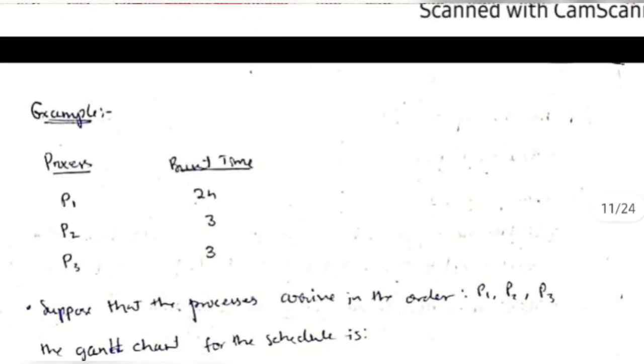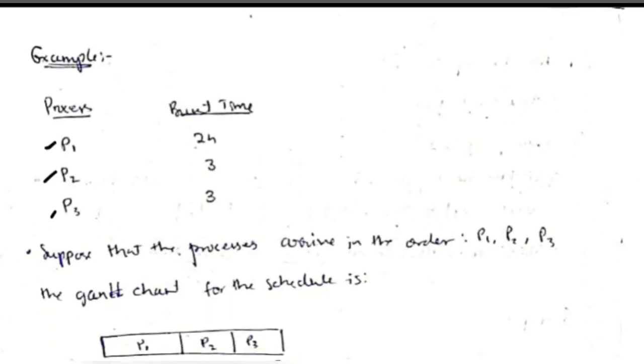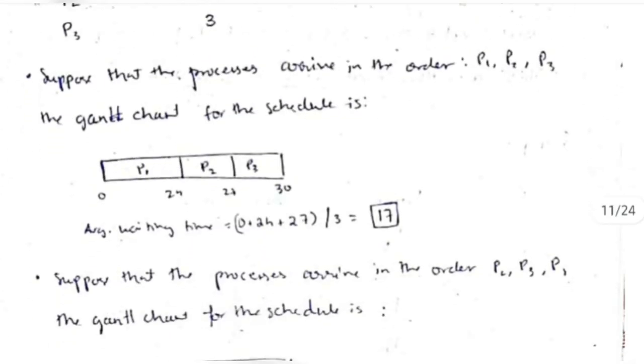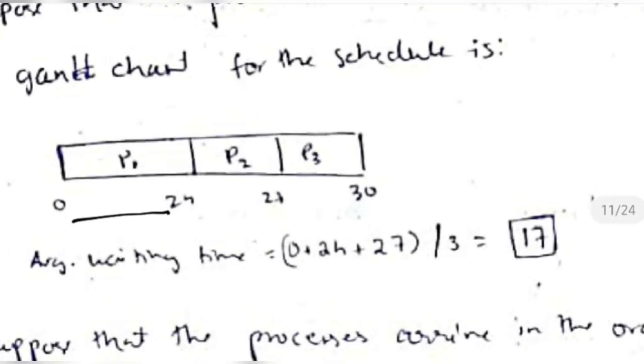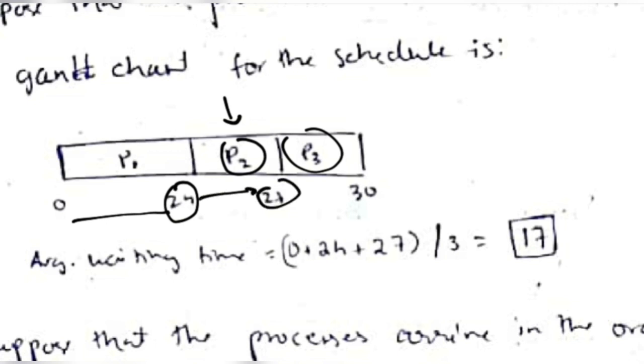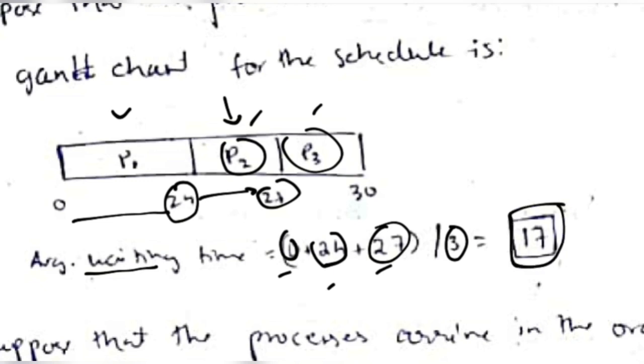Suppose that there are tasks P1, P2, P3, and they take time as 24 milliseconds, 3 and 3 milliseconds. They come into the CPU in the order P1, P2, then P3. So how much time will be taken for each task to be executed? If P1 comes first, for 24 seconds P2 and P3 have to wait, and P2 has to wait 24 seconds and P3 has to wait 24 plus 3, 27 seconds. So the average time will be 0 plus 24 plus 27 divided by 3, so each task will have an approximate waiting time of 17 milliseconds.